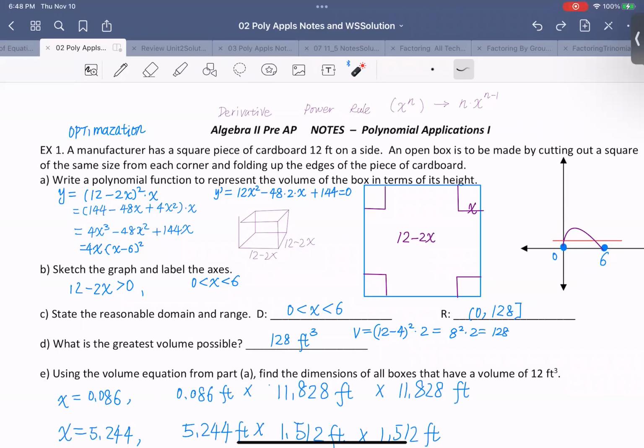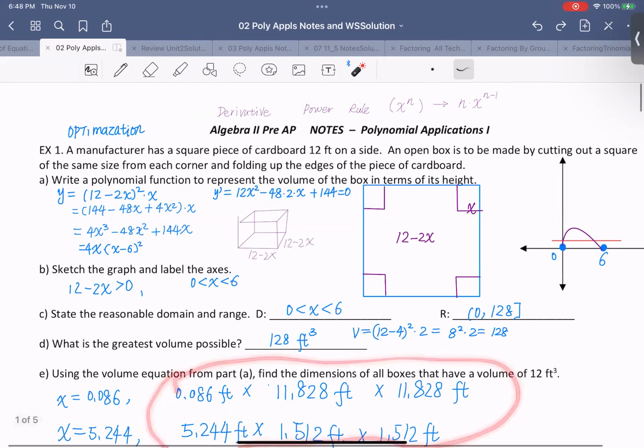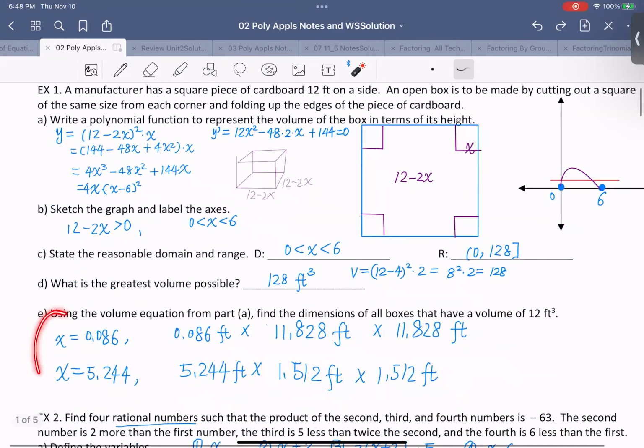Yes, some students already get the answer. When you give me the x value, you also want to write down the other two dimensions. So you get the x, and then you do the 12 minus 2x. Okay, yeah, so this is the result you should give to me. If you haven't completed this step, please go ahead, do it. You cannot just leave this. When they ask dimension, that means you need to give 3 dimension.